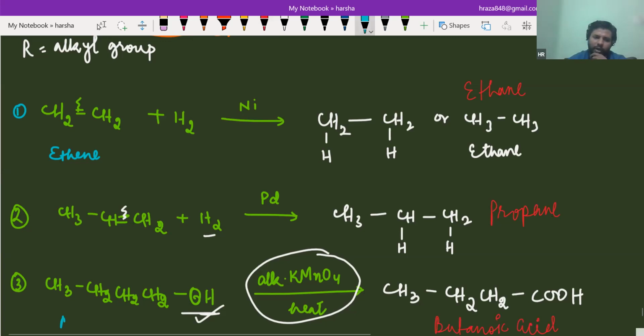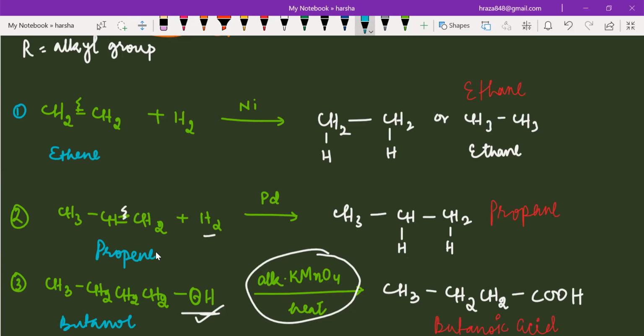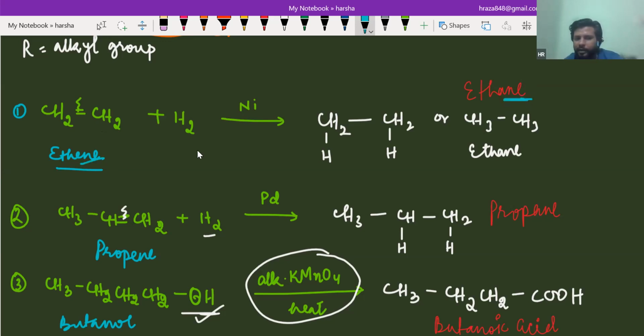You can see this is butanol. You can see this is propene. Is that clear, everyone? Please do respond. Yes, sir. For the first one, yes, this was ethene. If the double bond is broken and hydrogen is added, it becomes a single bond, and the name ends with ane instead of ene, so it becomes ethane.